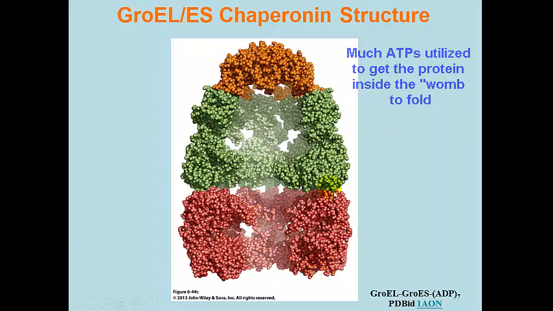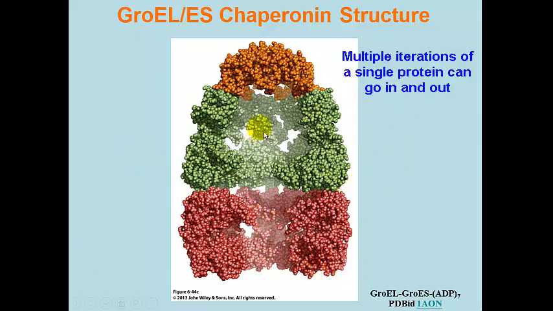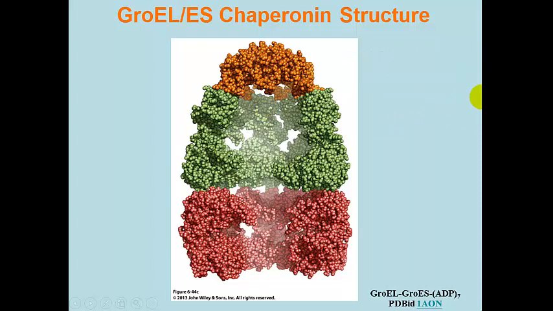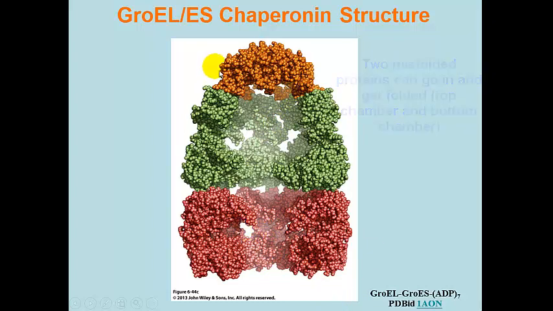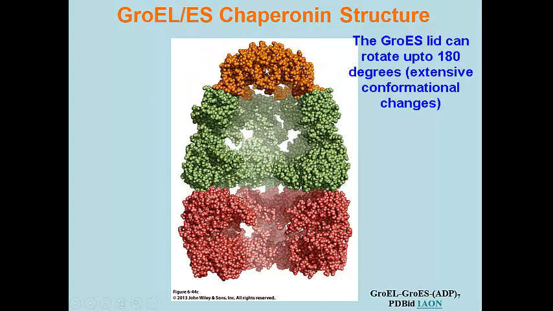Another thing you'll find is that a protein can go through multiple iterations, and it may come back a better folded protein so that it can do the job by itself in the cytoplasm to become fully folded. And another thing you'll find is that this can do two. So one misfolded protein can go here and properly fold, and another misfolded protein can go here and properly fold. There's also a lot of conformational changes. This lid actually switches and rotates 180 degrees, again requiring the process of ATP hydrolysis for that to occur.